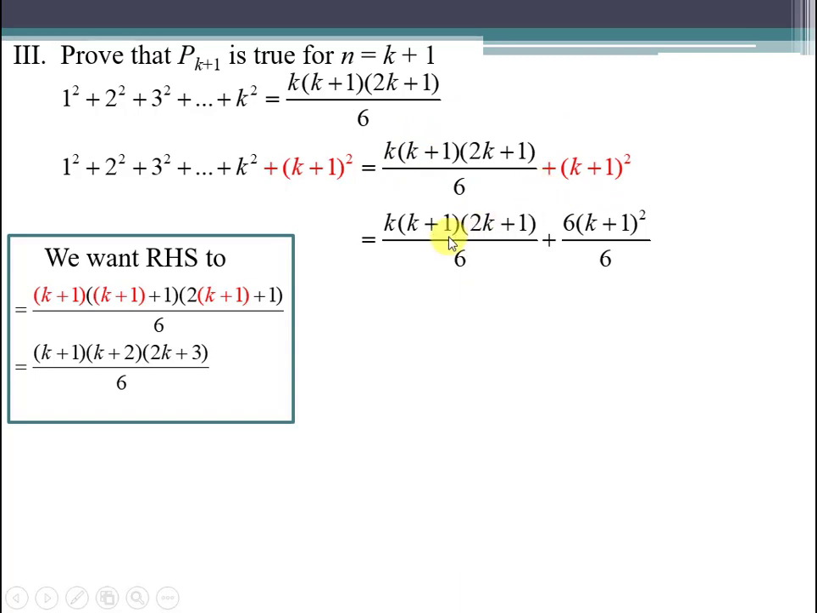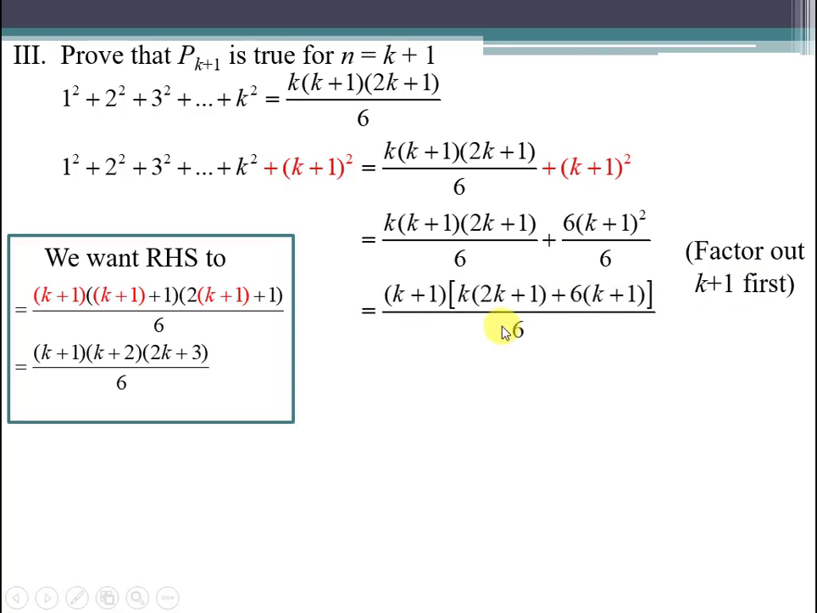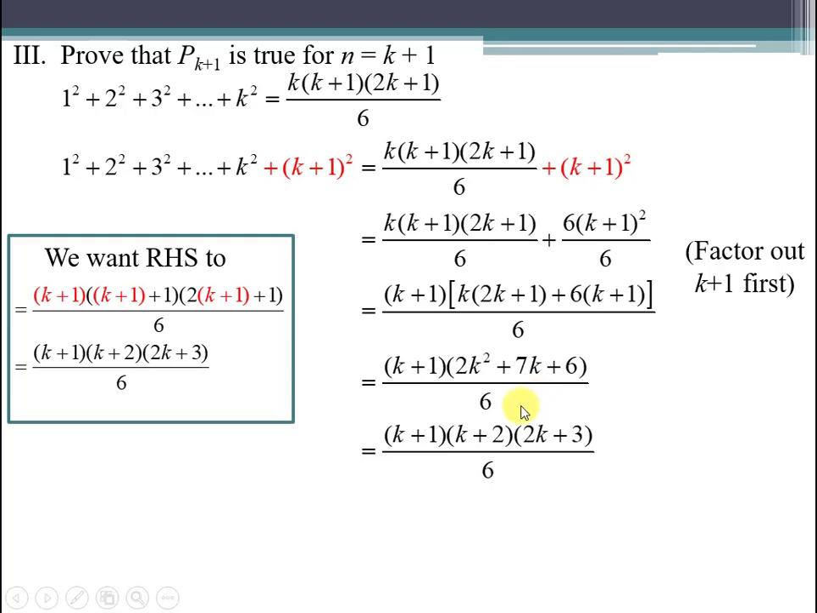Okay, let's continue over our right hand side. So we have, if we get common denominator, so factor out k plus 1 first. So we have this expression. If we continue, we get this one. So k plus 1 multiplied by 2k squared plus 7k plus 6 over 6. And if we simplify this one, so factorize, we have k plus 1, k plus 2, and 2k plus 3 over 6.